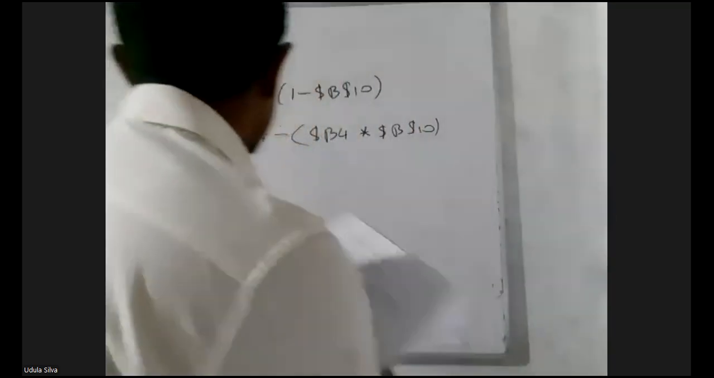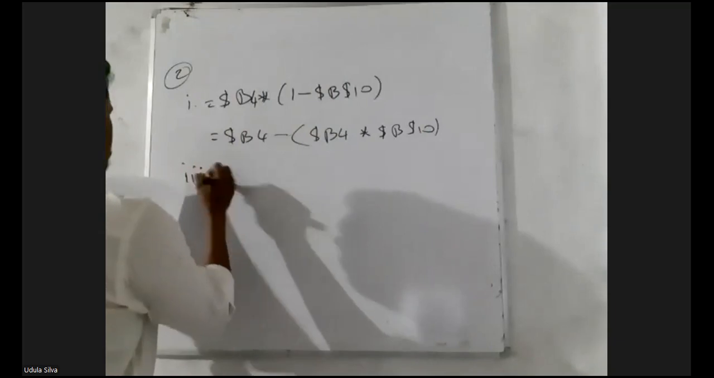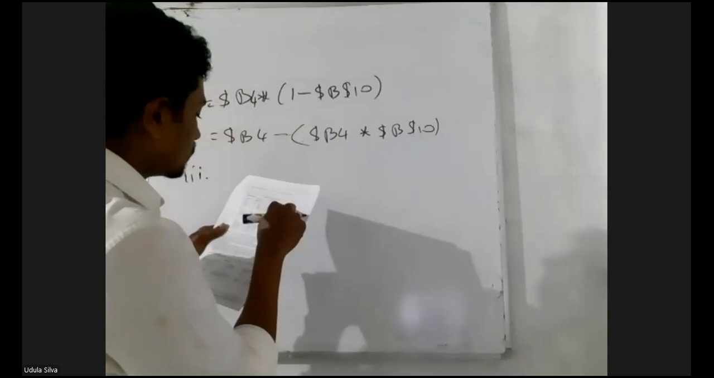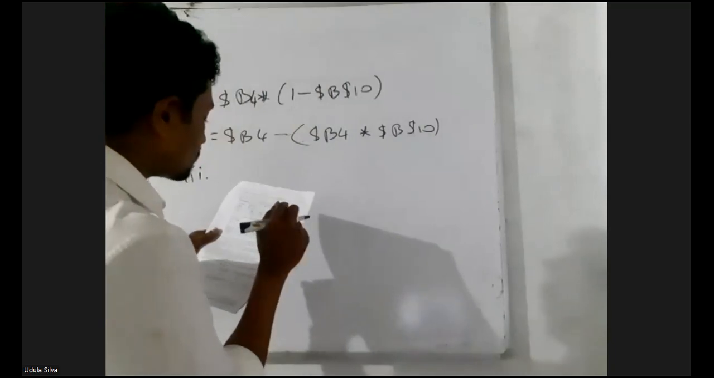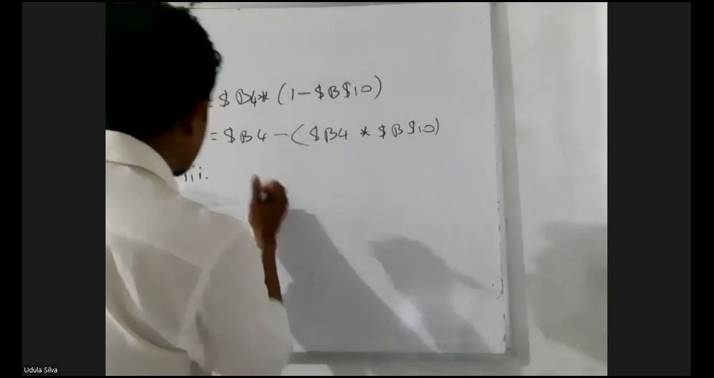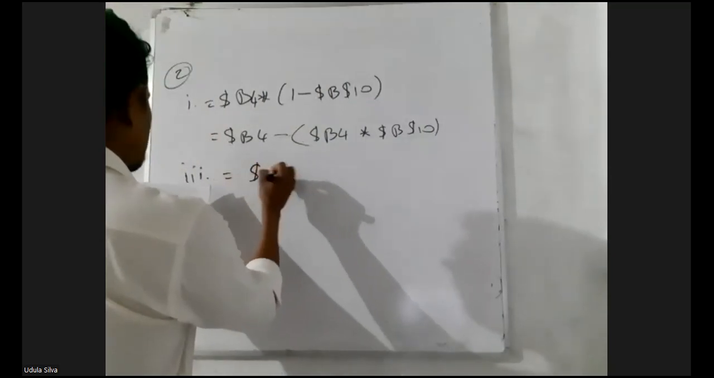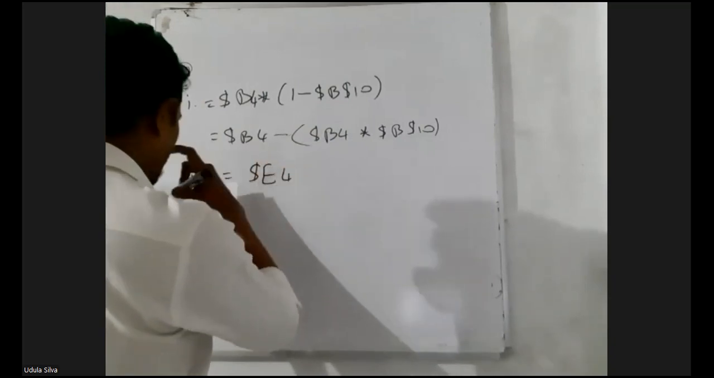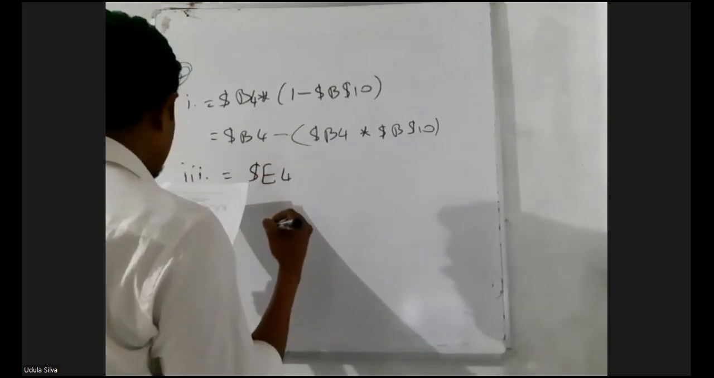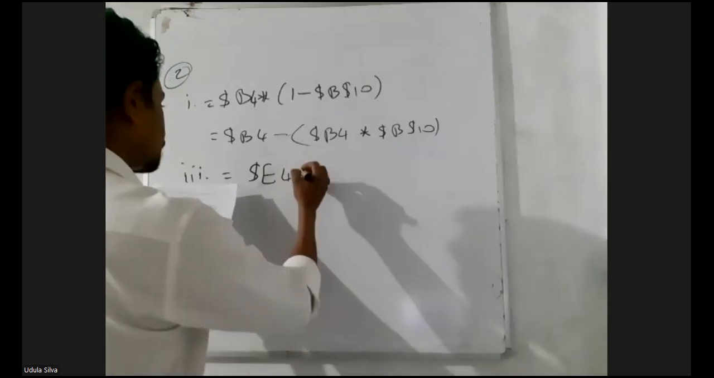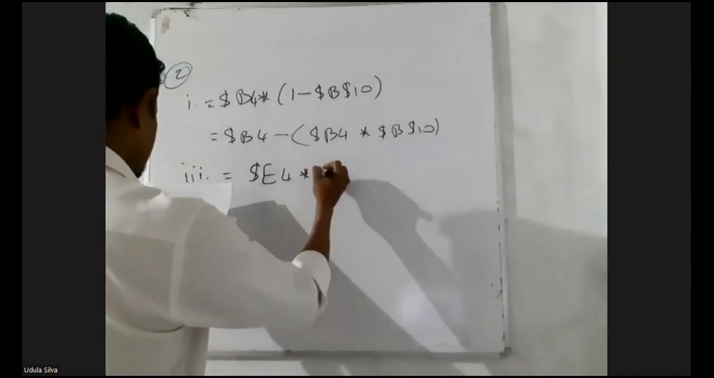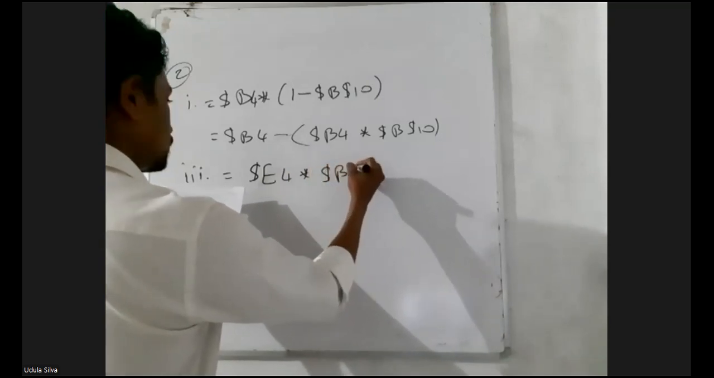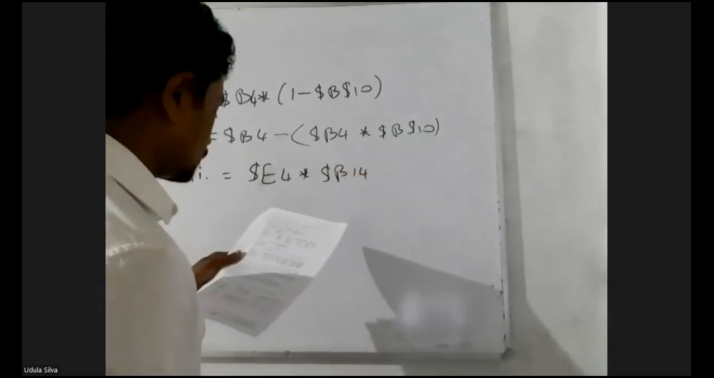of January. Total income. January total income. In the E4, we have the January discounted sales equal dollar E4 into where is the quantity? In the B column, dollar B 14. Right.